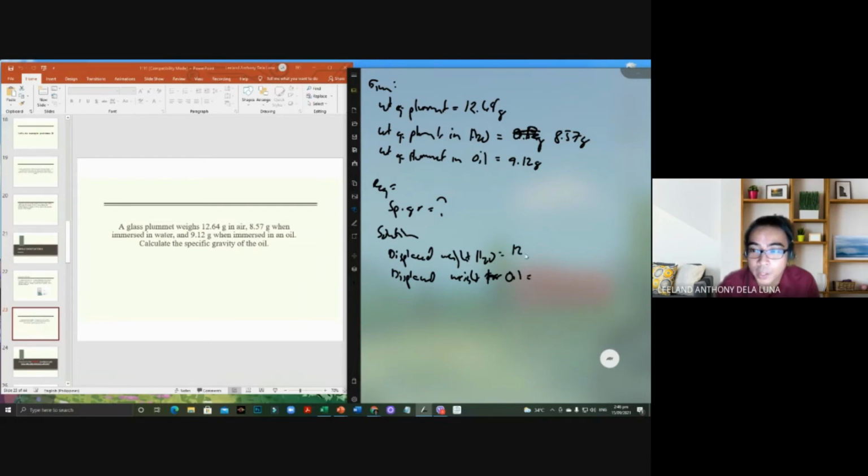Okay? So 12.64 grams minus 8.57. Same thing here, 12.64 minus 9.12 grams. So how much ang na-displace na weight? 12.64 minus 8.57 is 4.07. That's naman 12.64 minus 9.12, which is 3.52.